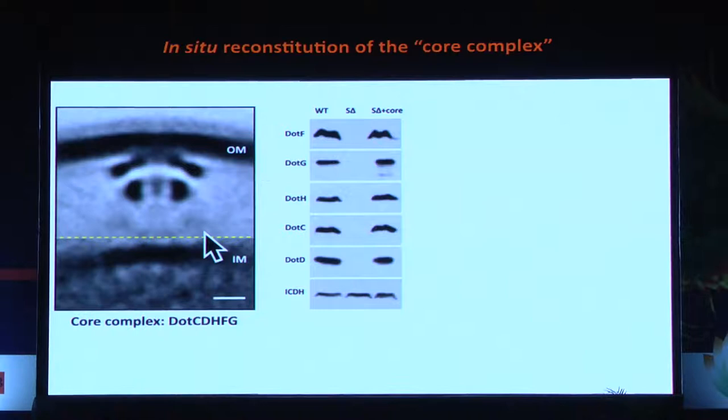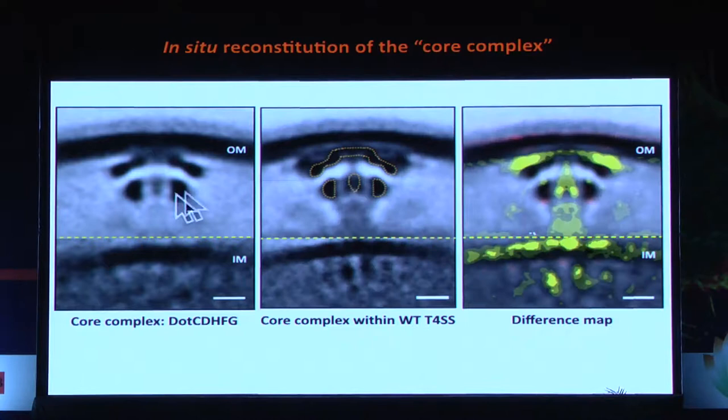So we can map this core complex back into the total structure, and we can see that this part of the complex is the core part of the complex, and this is the difference map between the full complex and the core complex. So the core complex here is the black part, and the yellow part shows the density by the other proteins.